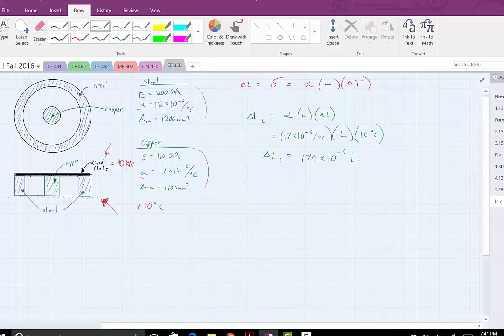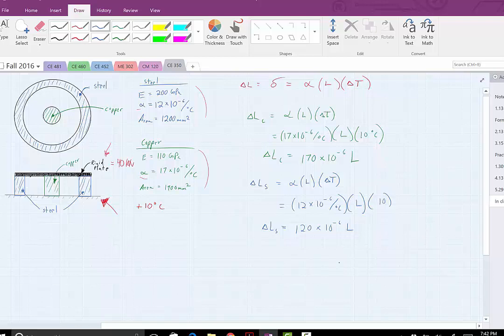And then, doing the same process, our change of length for the steel, right? It's going to be alpha multiplied by L multiplied by delta T, and that's going to equal 12 times 10 to the negative 6 multiplied by L multiplied by 10. And this change of length for the steel is then going to be 120 times 10 to the negative 6 multiplied by L.